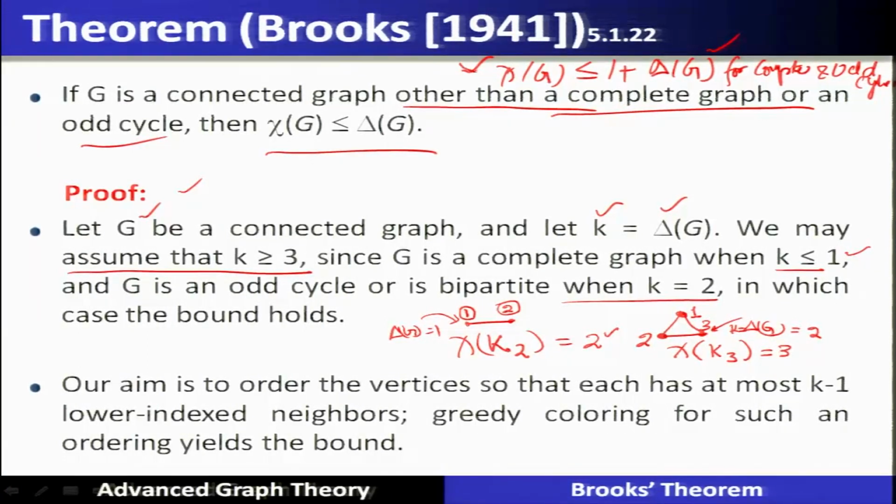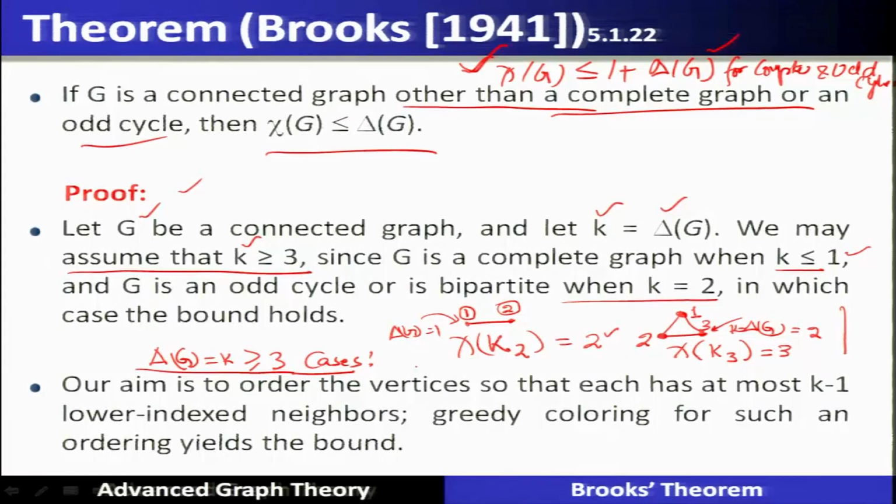So this particular theorem, or this particular bound, for complete graphs and odd cycles, we have seen that it is applicable if the big delta is... basically, now we will consider that big delta of G, which we call k, should be greater than or equal to 3 cases only in this particular proof.